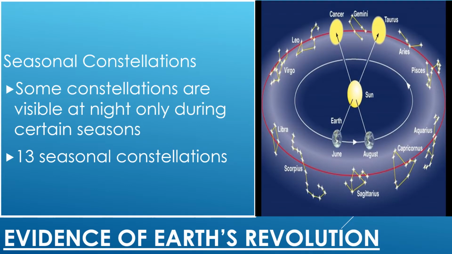Now, seasonal constellations are a good evidence of Earth's revolution around the sun, because some constellations are visible at night only during certain seasons of the year, because we're at different locations around our solar system. So you may be pretty familiar with these, like Leo, Cancer, Gemini, Taurus, Aries, Capricorn, Sagittarius, Scorpio. These are those things, your birth signs and stuff like that. That's what those are based off of, the seasonal constellations that are visible only during certain seasons.